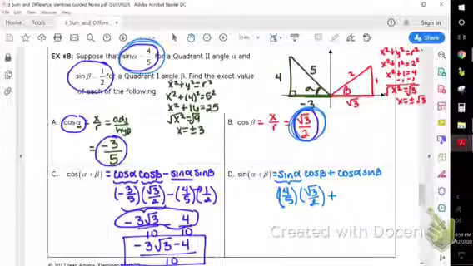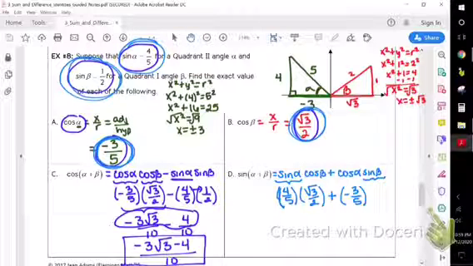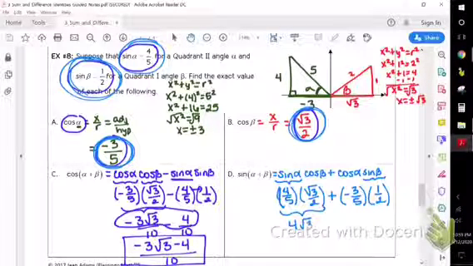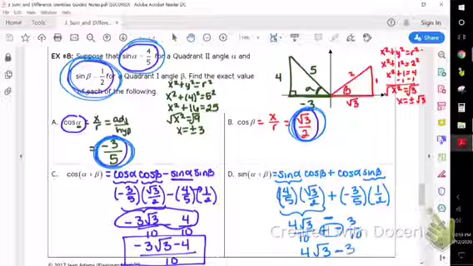Plus cosine of alpha, that's what we found over here in A, so negative 3/5, times sine of beta, that's what was given up here at the top, so positive 1/2. Then we're just going to simplify by multiplying. So we got 4 square root of 3 over 10, plus a negative 3 over 10. When we combine them, plus a negative is a minus, so we get 4 square root of 3 minus 3, all over the common denominator of 10. And so there is our sine of alpha plus beta.